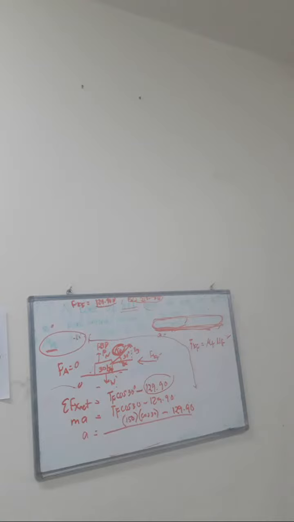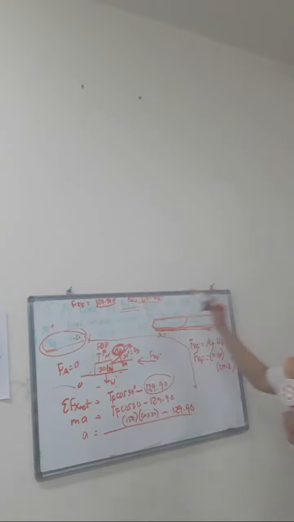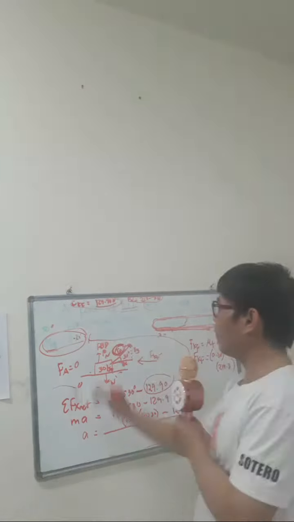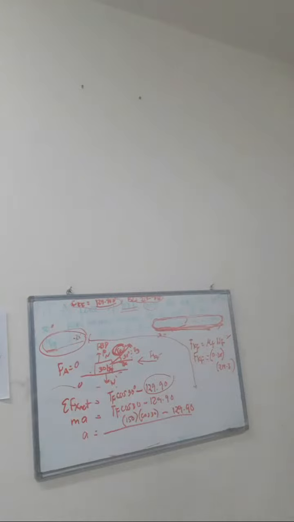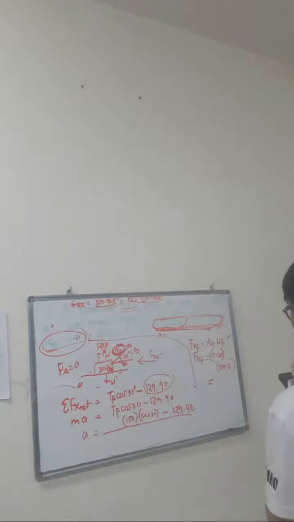So, FKF is equal to mu, 0.25, times the normal force of 219.3. Actually, I missed incorporating the 0.25 here. I went directly to the value of the FKF that I got earlier, in which this is not yet considering the 0.25. You get the point?